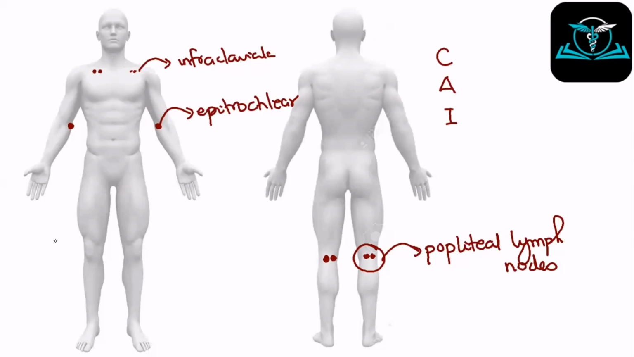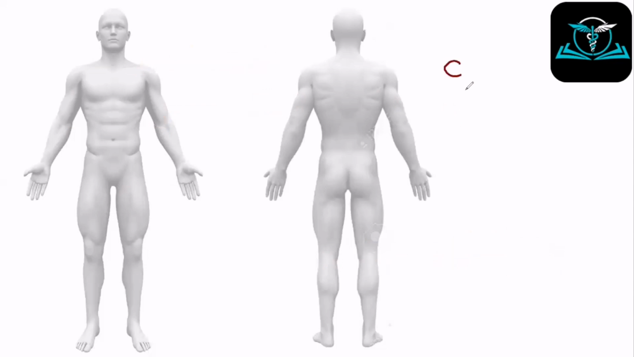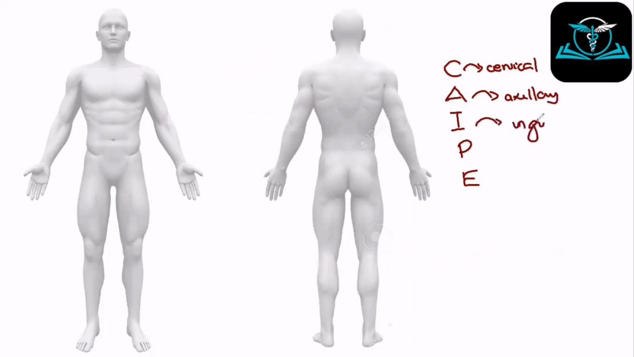And so, friends, the point I want to make here is that please keep CAIPE in your minds. C for cervical, A for axillary, I for inguinal lymph nodes, P for popliteal, and then E for epitrochlear lymph node.